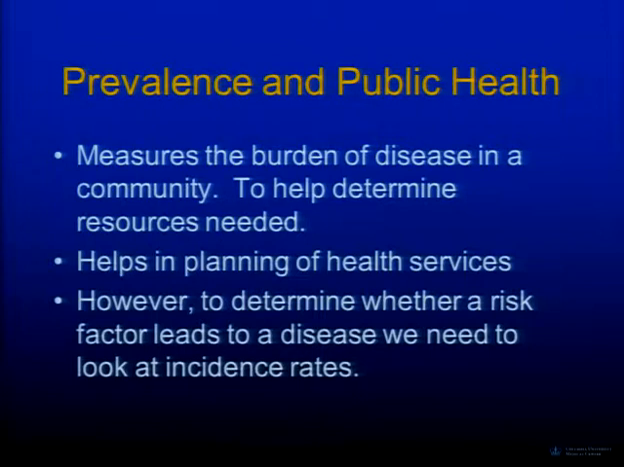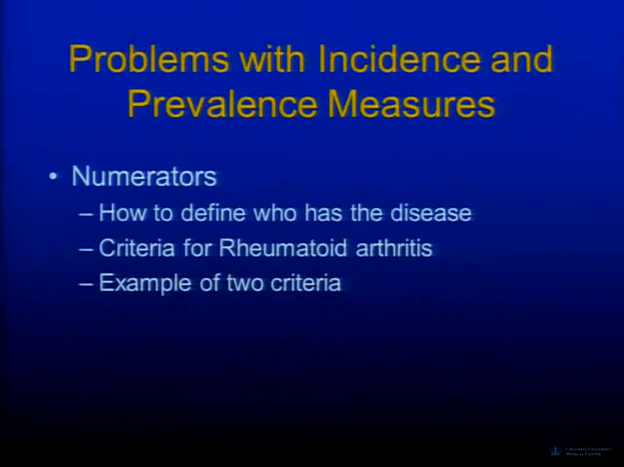But really, to look at whether a risk factor leads to disease, we need to strictly keep at incidence rates. And that's a key concept that I want you to keep in the back of your minds. So we can measure incidence, we can measure prevalence, and for either one of these measures, there are certain issues or problems that can come up. And they are defined in part by the numerator.